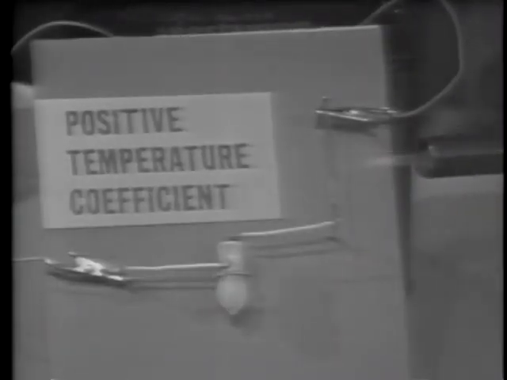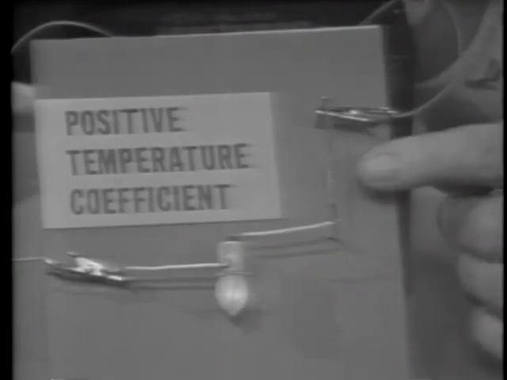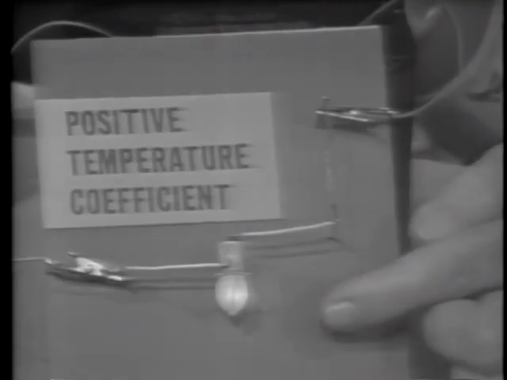Applying heat to it, notice that the bulb goes out. The resistance of the tungsten has gone up, which reduced the current through the bulb. Now, when I take the heat away and the tungsten starts to cool off, its resistance goes down because there's now current through the bulb.